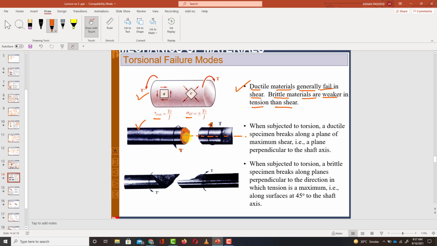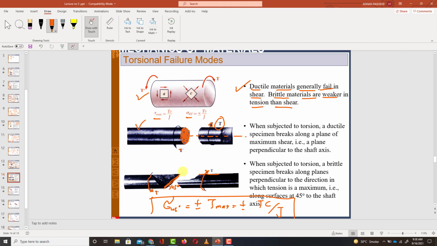And we have already seen that any face that is perpendicular to the shaft axis will experience a shear force. So this deformation of ductile material is due to the torsion, while we have a brittle material that is subjected to opposing torque, and it fails at an angle of 45 degree. Clear? So this is maximum shear stress. The sigma 45 will be plus minus tau max, which is equal to plus minus TC over J.